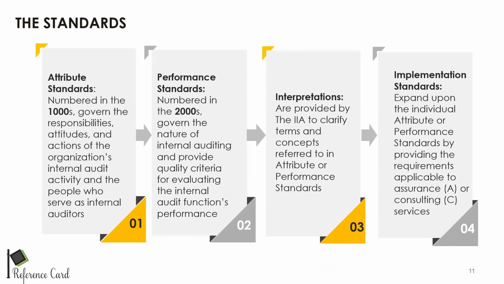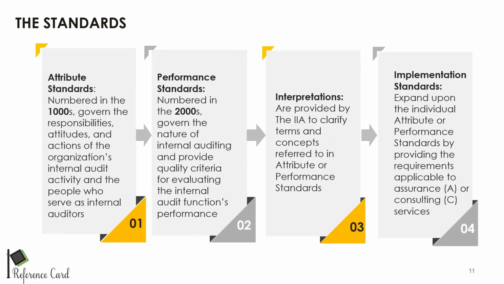There are two types of standards, attribute standards and performance standards. Attribute standards address the characteristics of organizations and parties performing internal audit activities; numbered in the 1000s, they govern the responsibilities, attitude and actions of the organization's internal audit activity and the people who serve as internal auditors. Performance standards describe the nature of internal audit activities and provide criteria against which the performance of these services can be evaluated; numbered in the 2000s, they govern the nature of internal auditing and provide quality criteria for evaluating the internal audit function's performance.